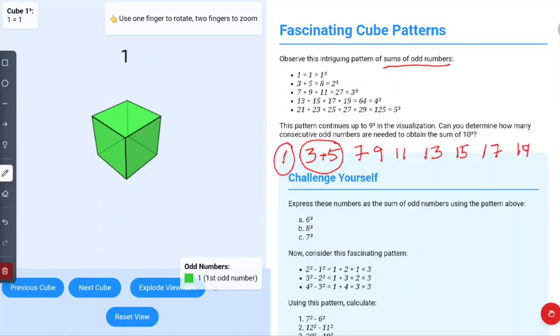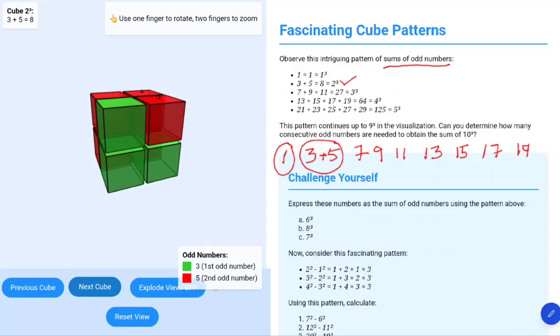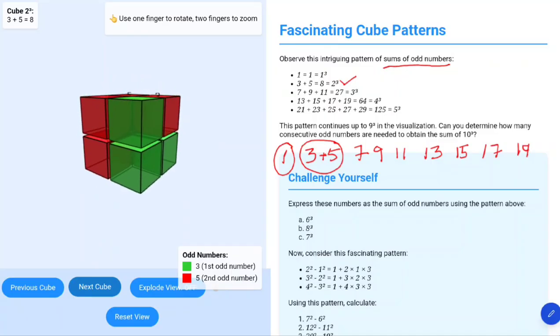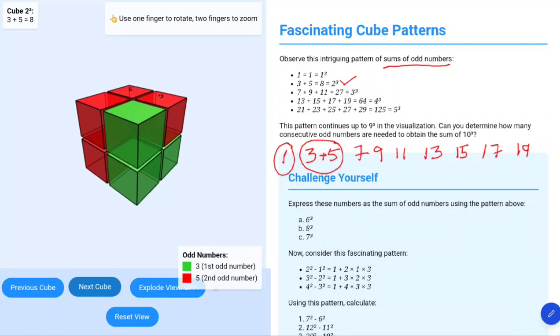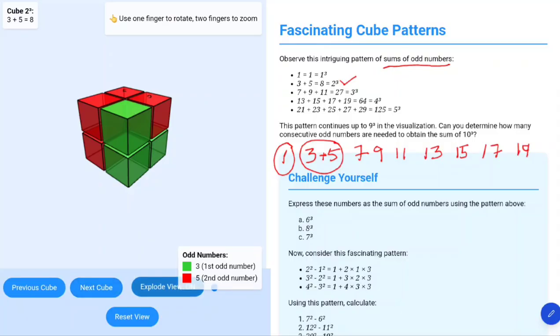If I add 3 and 5, it gives us 8, that is 2 cube. Okay, let us check that from our model. See, okay, how beautiful it is illustrated. Now, in order to watch it even in a better way, let us switch on the explode view.